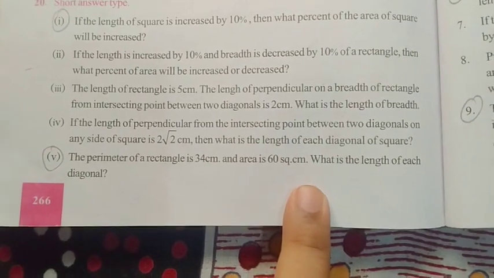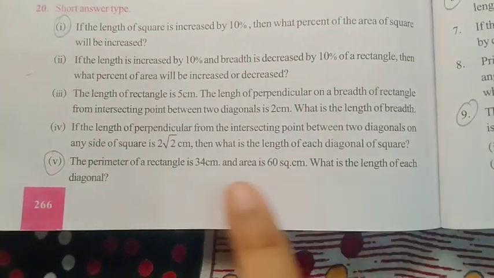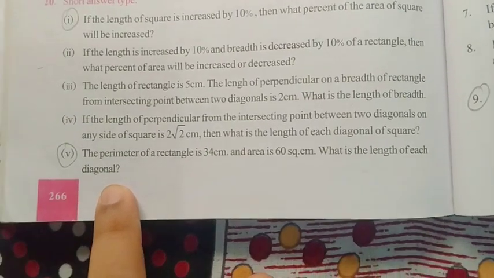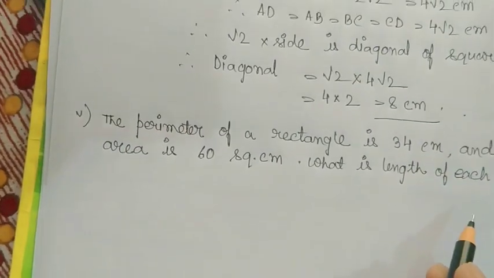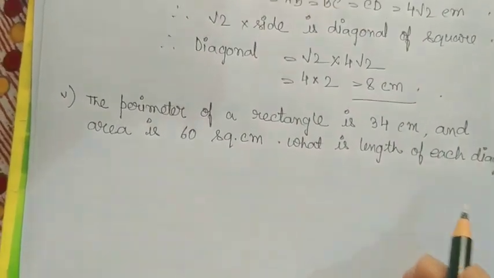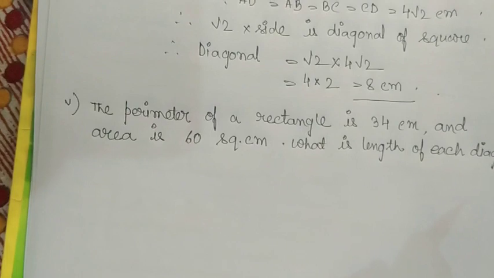Now the next question: the perimeter of a rectangle is 34 centimeter and area is 60 square centimeter. What is the length of each diagonal?